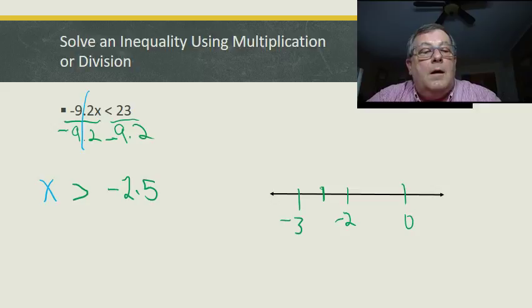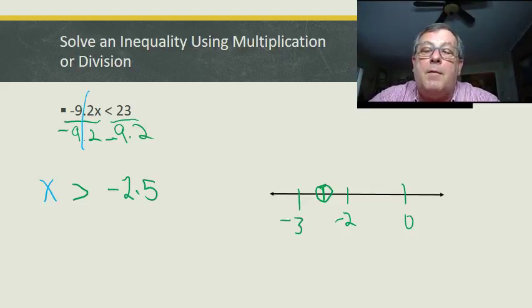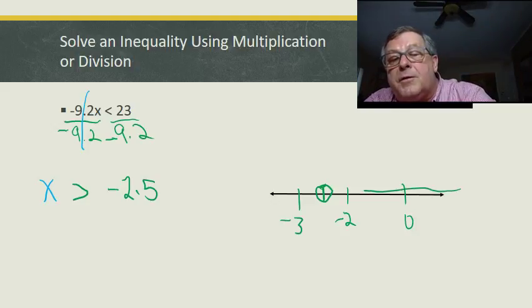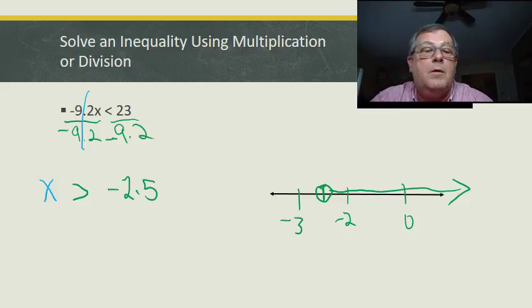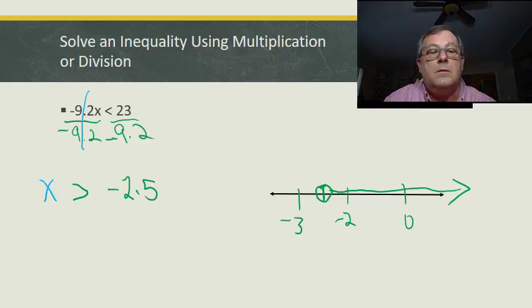Okay. x is greater than negative 2.5, so I'm going to have an open dot here at negative 2.5. And which way am I going to extend my number line to show my solution set? Well, it's greater than, so I'm going to come over here to the right. Boom. There we are. This represents our solution set where x is greater than negative 2.5. Solving one-step inequalities by using multiplication or division.